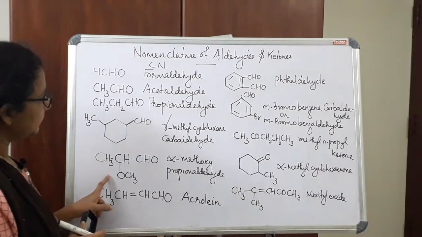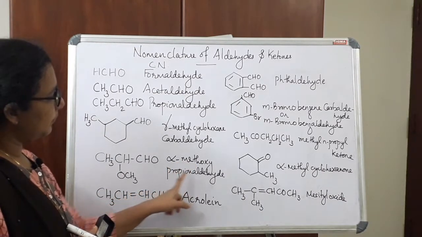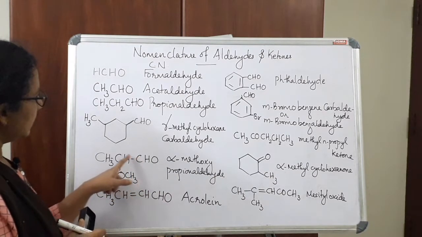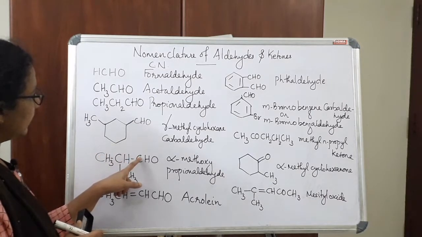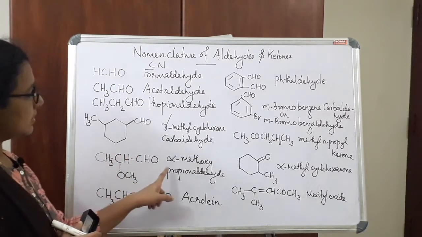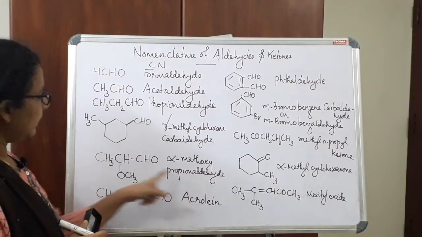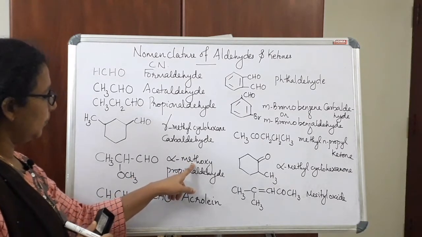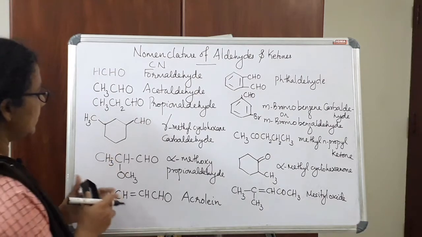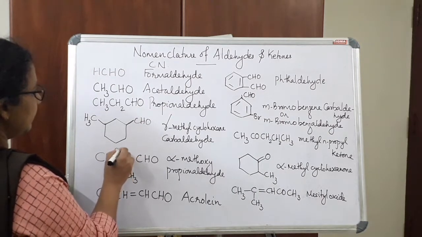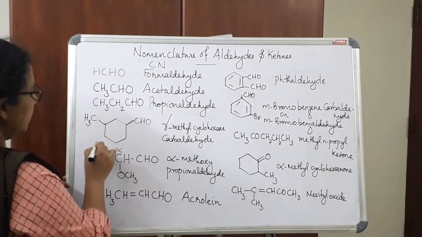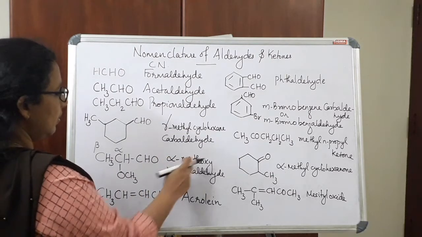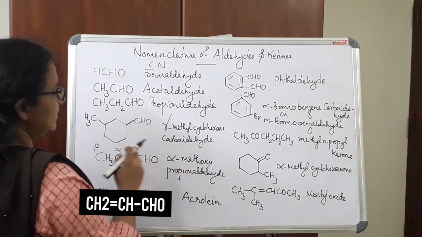So the next one is alpha methoxypropionaldehyde. Actually, it's a derivative of propionaldehyde since the parent chain contains three carbon atoms: 1, 2, 3. There is an OCH3 group, which is a methoxy group, in the alpha position. This is alpha, this is beta. So in the alpha position, the OCH3 group is there. So alpha methoxy propionaldehyde. This is the common name.